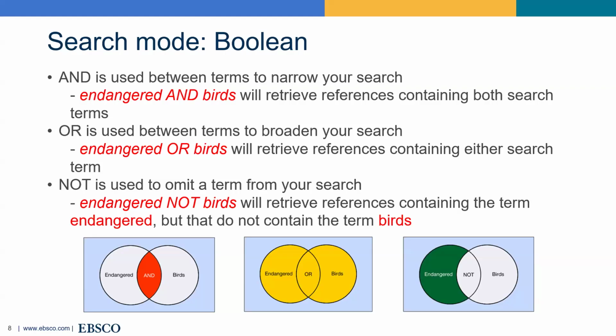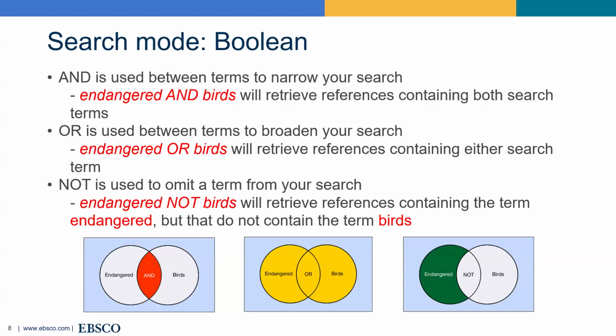I'm not going to retrieve general articles about endangered that have nothing to do with birds. If I ask for items about endangered and birds, I will only retrieve items that are about both of those things. So it's like the overlap in a Venn diagram, and it's illustrated for you in the infographic at the bottom of your screen in that reddish orange color.